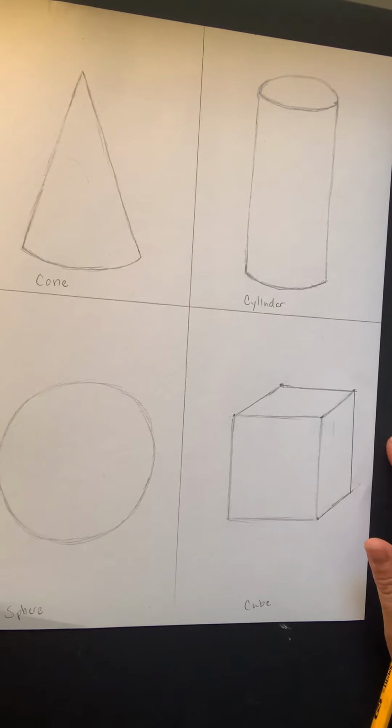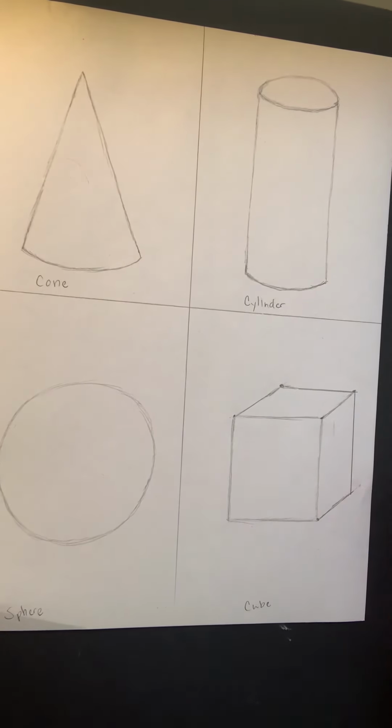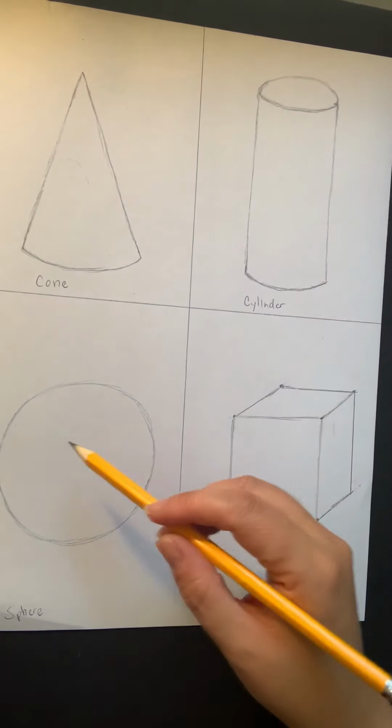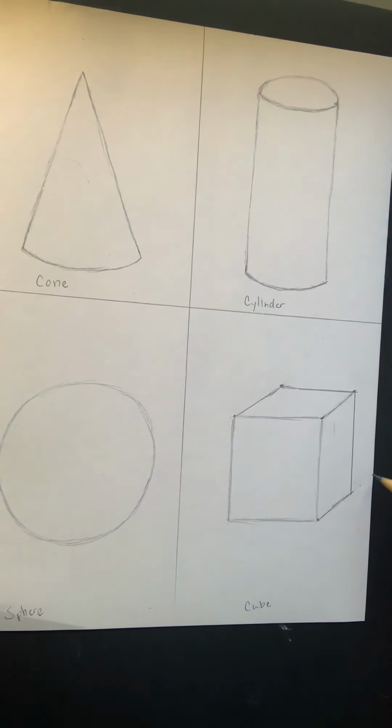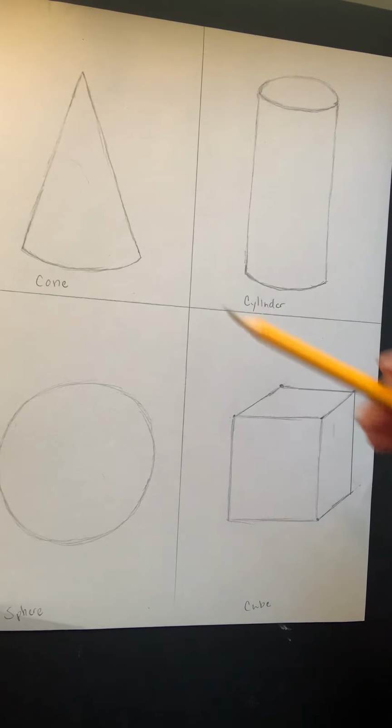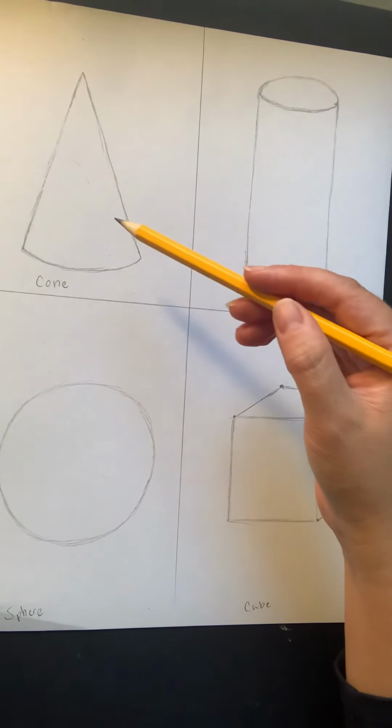So I'm just going to help you to kind of start out so you understand how you are going to apply value to all of your forms. So I'm going to start out with the cone.